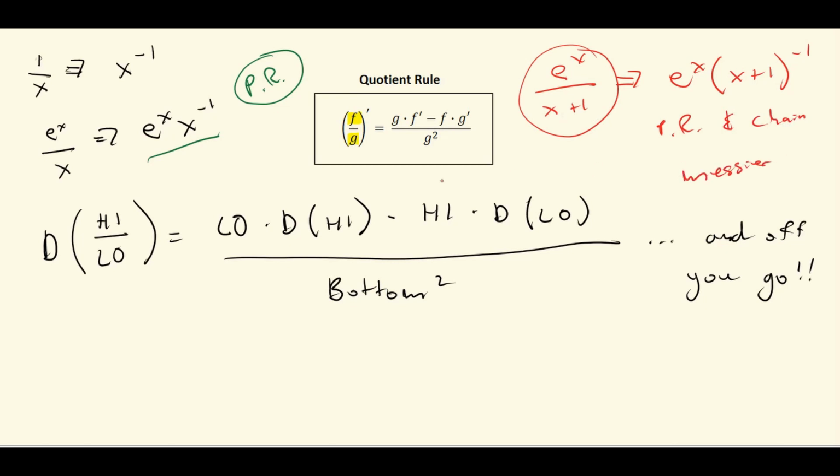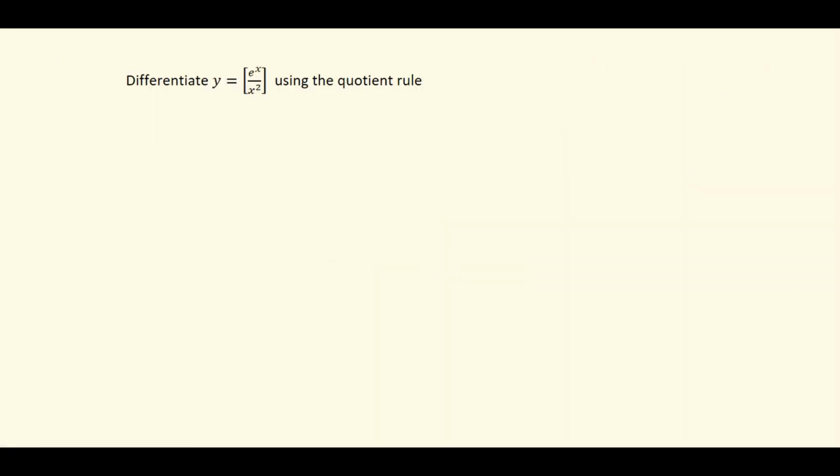So the thing to keep in mind is that sometimes it's easier to just rewrite certain expressions in terms of negative powers or in terms of a negative power times a function, but other times when we rewrite expressions like this, it actually makes it messier to differentiate. So let's look at an example.